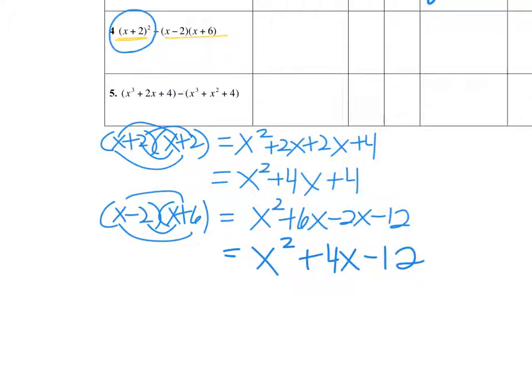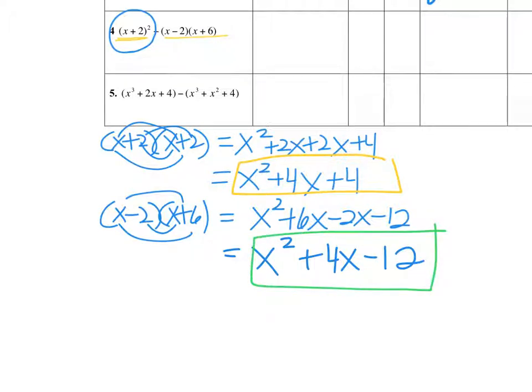Now what I need to do is take my first one and subtract my second one. Okay, we're subtracting here. Subtraction means you have to subtract all of them. Okay? So I'm going to subtract x squared minus x squared. Guess what? They cancel out. Then I'm going to subtract 4x minus 4x. Those cancel out too. And then I get 4 minus negative 12.